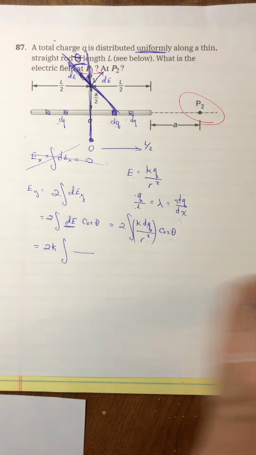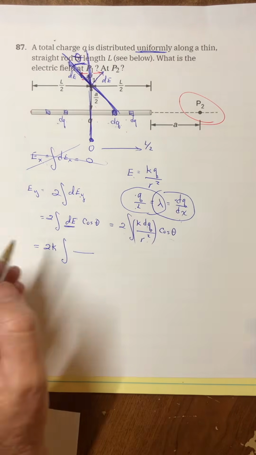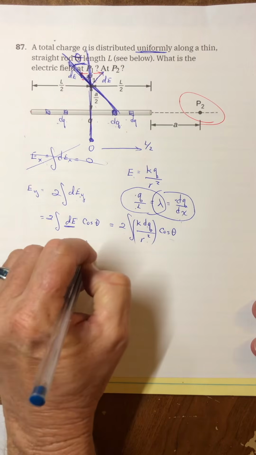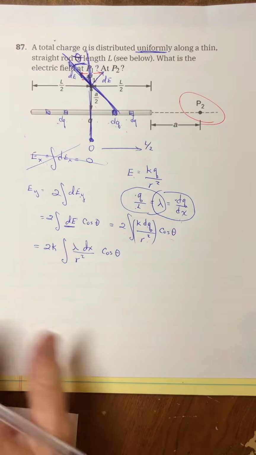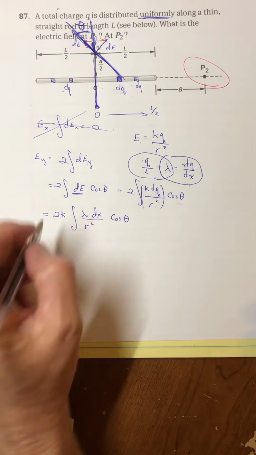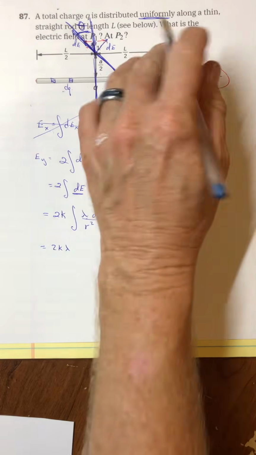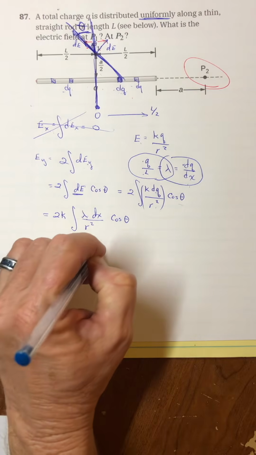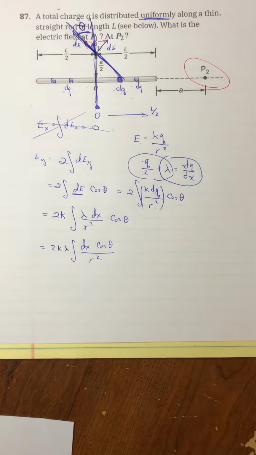Okay, so I'll come back to this, but for right now, let me just use the right-hand side of this. So I'm going to replace dq with lambda dx, and I still have my r squared and my cosine theta. And then the fact that it says uniformly distributed means that lambda is a constant, and I can pull that in front of the integral. All right. So like I said, if you were able to hang with me that far, you're doing well.